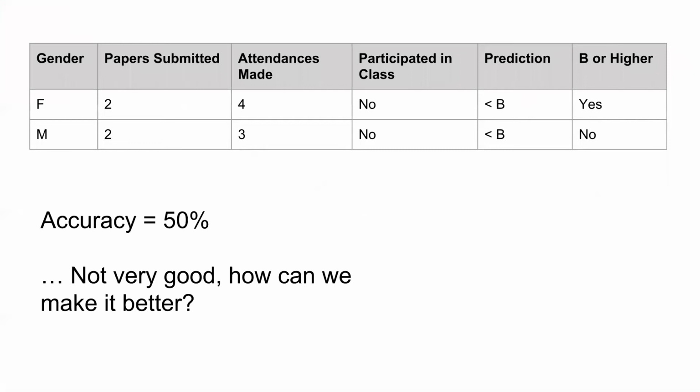Now, when I actually look at my data, I finally took enough heat from the students and they made me actually grade their papers. It turns out that my accuracy is only 50% because the female did get a B or higher, and the male did not, while I picked them both to get lower than a B. So my algorithm is only 50% accurate.